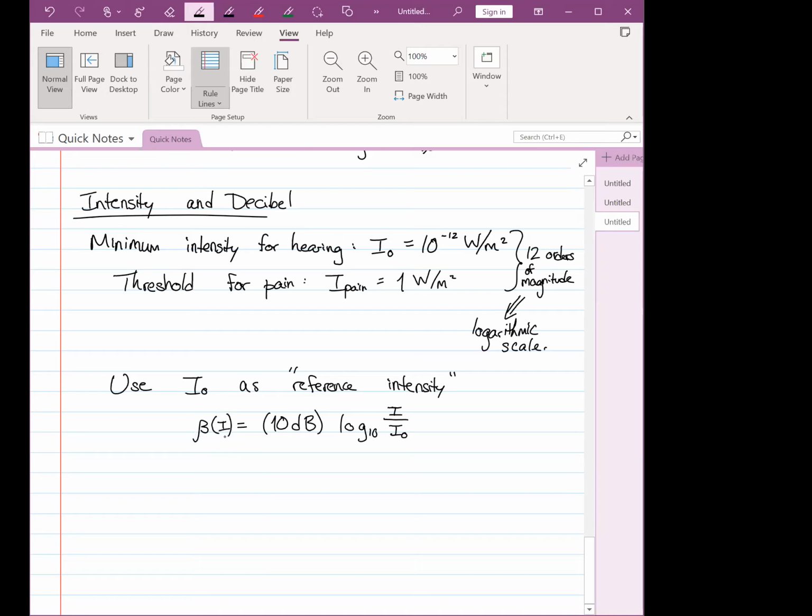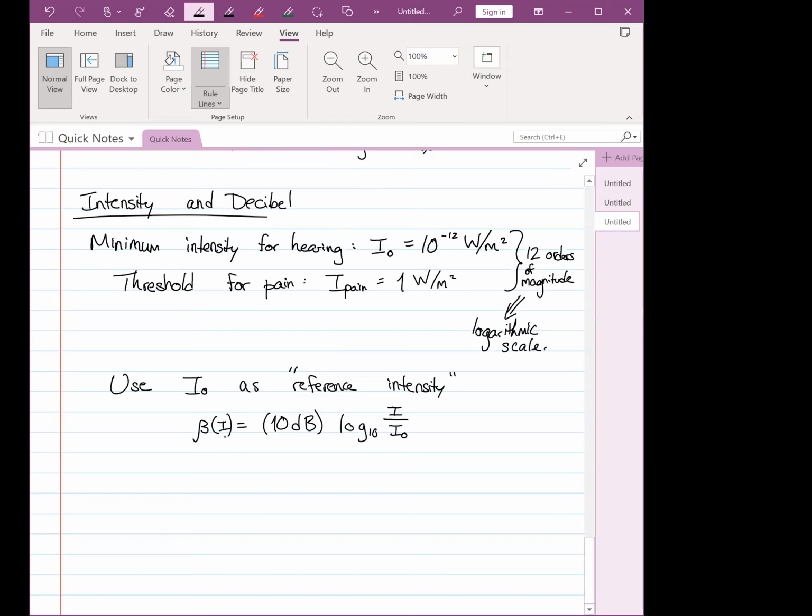So for example, if the intensity that is impinging on your ear has magnitude 10 to the minus 12 watts per square meter, i.e. it's equal to the minimum intensity for hearing, then you would evaluate this. You would get 10 decibels times the log base 10 of 1, because I naught over I naught is 1. So log base 10 of 1 is 0. So that would have a volume of 0 decibels.